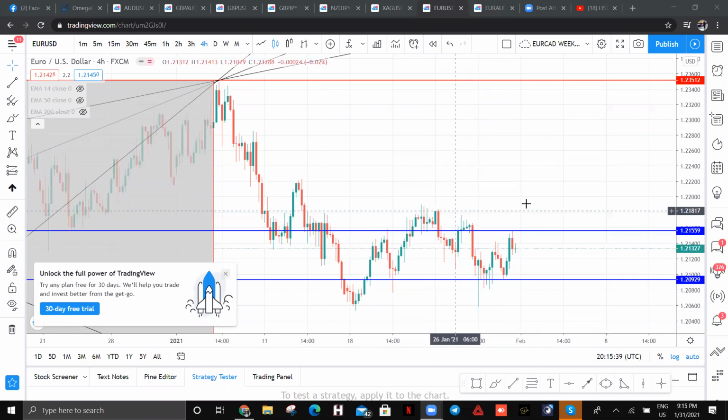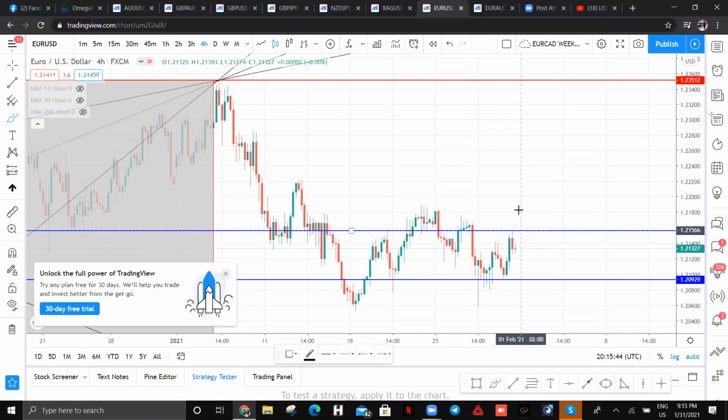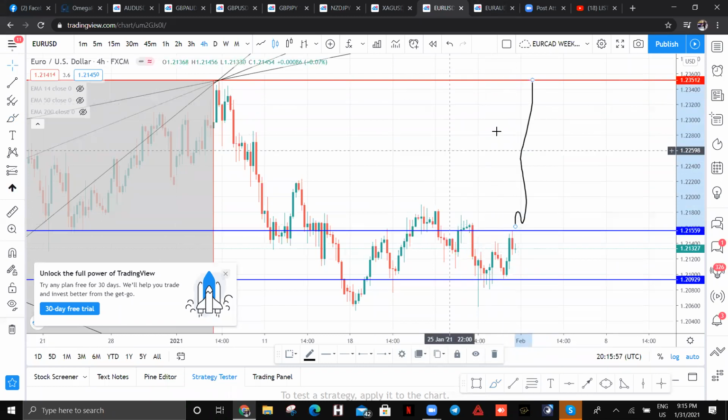For me, it looks more like a buying opportunity, but I can only buy this if price breaks above this, closes above it, then I will buy up to here. So that is what I'm going to do. So don't buy yet until you see that the market is above your pivot level. That is for Euro USD.